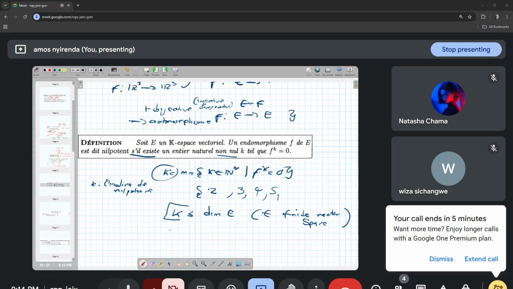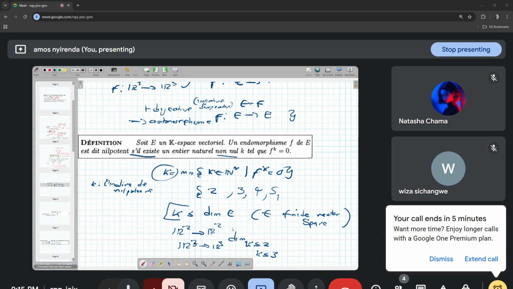For example, for a linear mapping from R2 to R2, the index of nilpotence k is going to be less than or equal to 2. For R3 to R3, the nilpotence is going to be less than or equal to 3. Why? Because in the first case 2 is the dimension of R2, and in this second situation 3 is the dimension of R3.